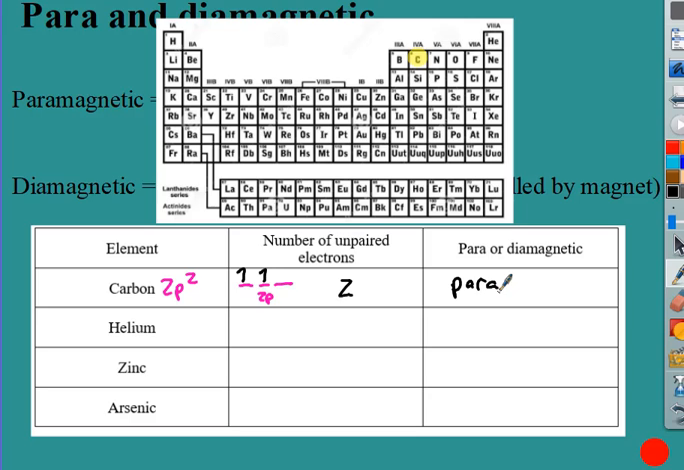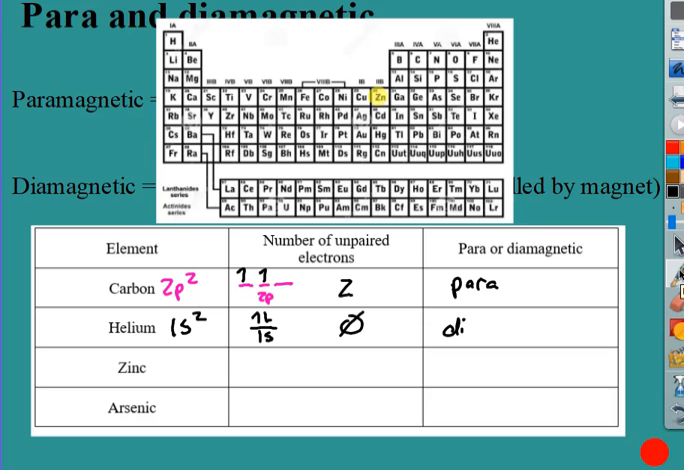Okay, one more, helium. Helium's located here. It would be 1s2 is where it ends. Well, it's an S, so S only gets 1 line. And it has 2 electrons, so 1 up, 1 down. So it has no unpaired electrons. Therefore, it must be diamagnetic. I'm going to pause the video and try zinc and arsenic on your own. Restart when you have them done.